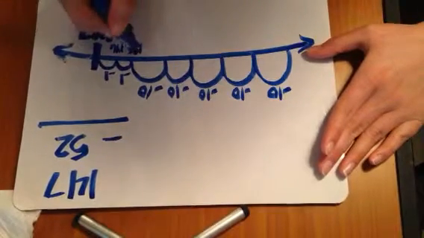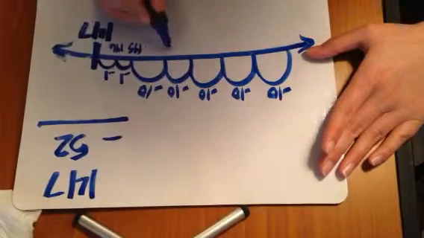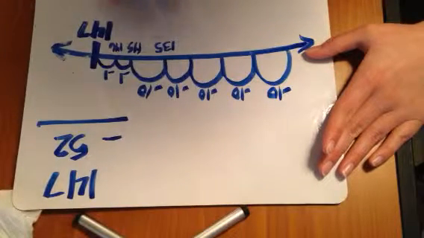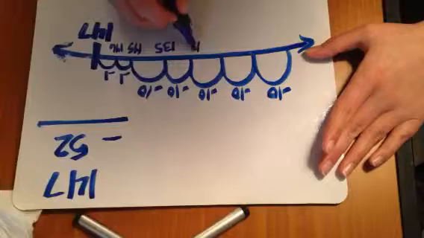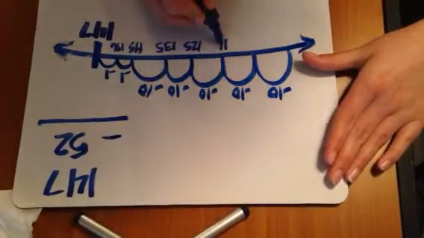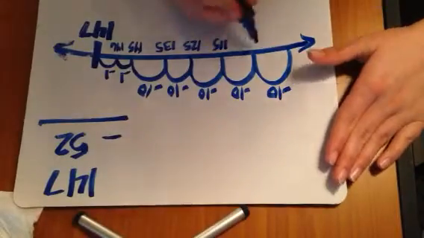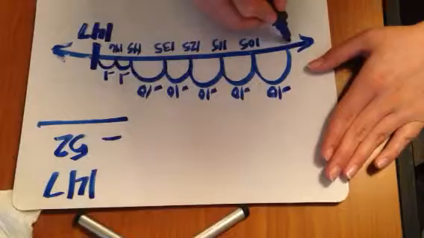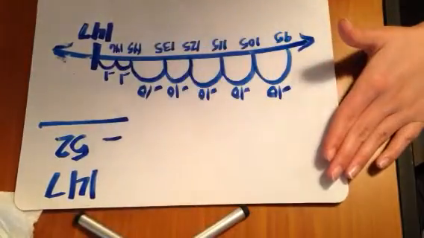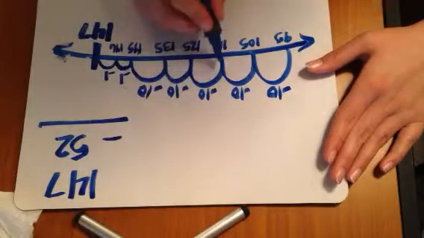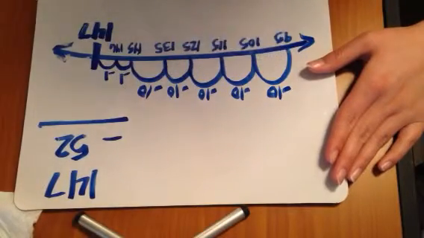So I know 145 minus 10 is 135. And that minus 10 is 125. Minus 10 is 115. Minus 10 is 105. And minus 10 again is 95. And I was pretty comfortable taking away 10 compared to taking away that whole 50 at once.